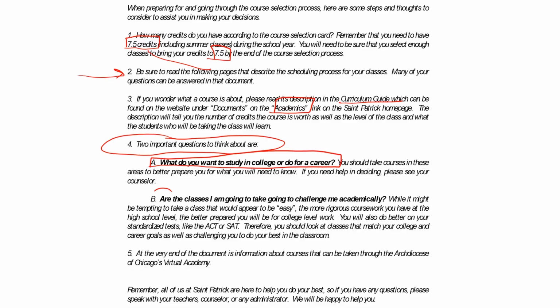That ties you into the second thing: are the classes you're going to take going to challenge you academically? Sure, it's tempting to look at a class and say that looks easy, but in reality what you need to be looking at is classes that are going to challenge you to become the best version of yourself in terms of your academics. Courses should interest and engage you and help you prepare for standardized tests like the ACT or the SAT, as the best predictor for doing well on those tests is having rigorous academic work at the high school level.